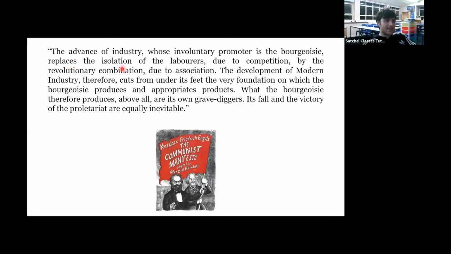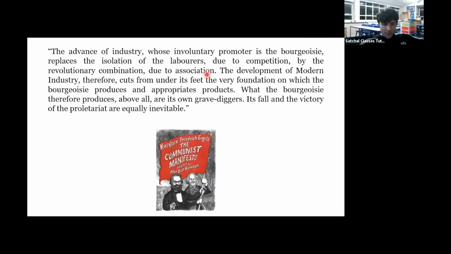And that replaces the isolation of the laborers due to competition by revolutionary combination due to association. Now, that's going to seem like a challenging section of this quote. What it's saying is the laborers before industrialization, when they were still serfs on the farm, they were isolated. Yes, they would see other people in the village, but only a small number, and they were illiterate, so they were isolated from the rest of the world to a large degree.